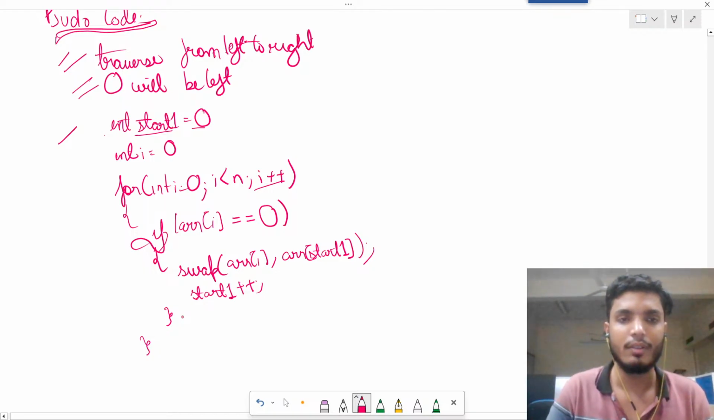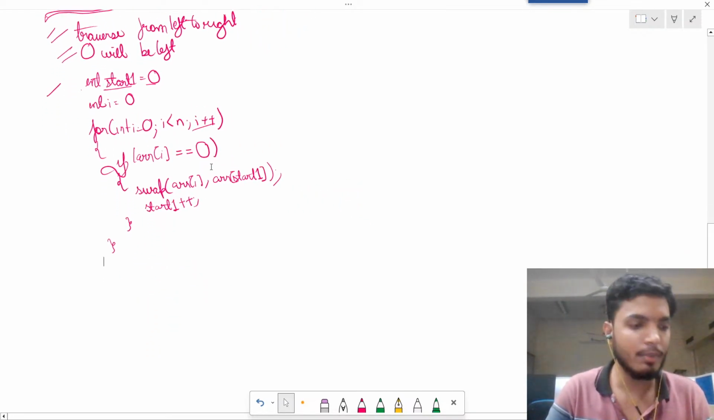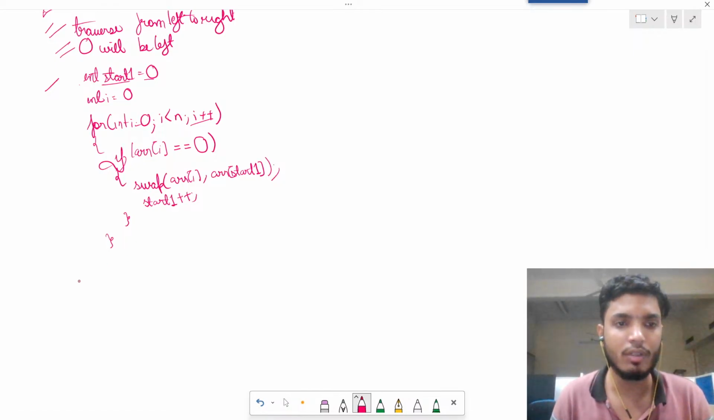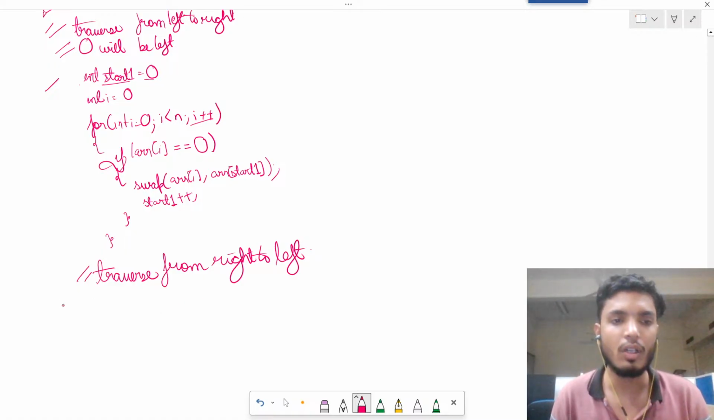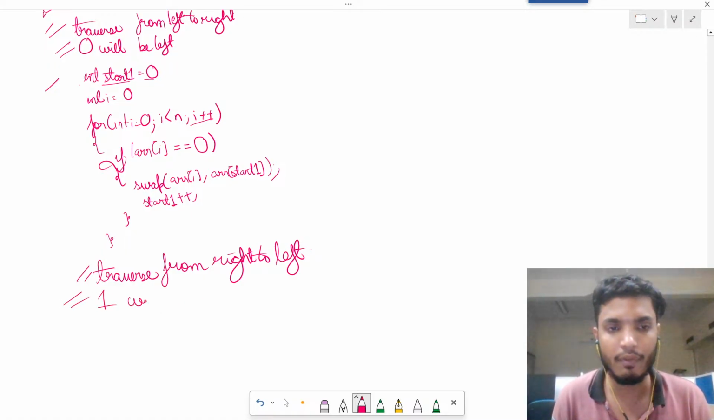By doing this, what I will be getting is all the zeros will be at the left position. Similarly I will also have to traverse from right to left. By doing this traversal, all the twos will be in the right position.